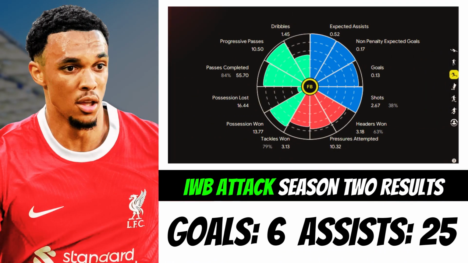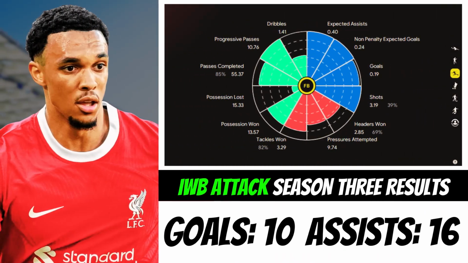So we now move on to test number 2. How did he do in test 2? He ended up having 6 goals and 25 assists. So he kind of dropped off, but we can still see here on the graph that he is completely blowing away everyone, especially in the playmaking department. He's still contributing pretty well in the defensive department as well, even though he is on an attacking duty.